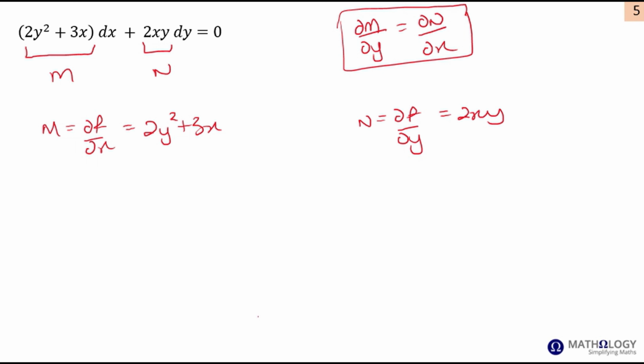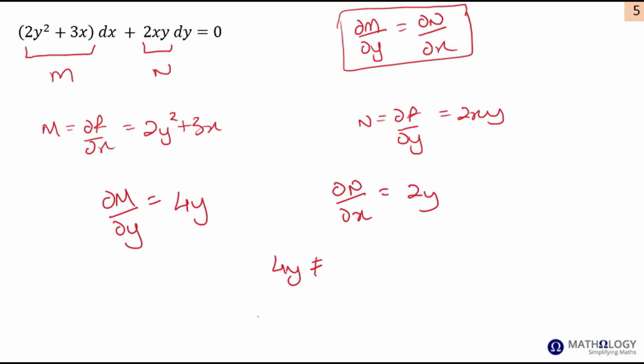This differential equation is different to what we've already done. M is 2y squared plus 3x, N is 2xy. However, the partial of M with respect to y will be 4y, and the partial of N with respect to x will be 2y. And 4y clearly does not equal 2y, therefore the differential equation is not exact.